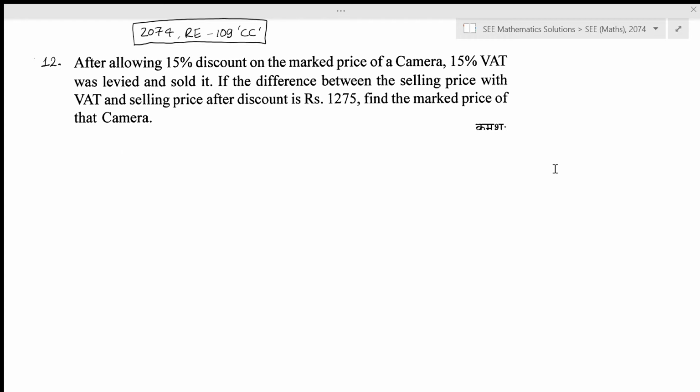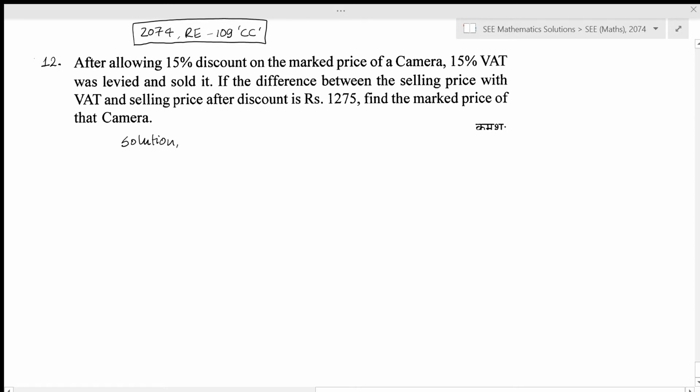Now we'll be doing problem 12 from the RE109CC 2074 set, and this is one of the most common problems. Even if we have no idea how the selling price, market price, VAT and discount system works, we can still do this, because our parents or grandparents, who didn't have formal education in mathematics, could still find out how much they had to pay after the discount or after the tax or VAT is added on the price, right? And this is very useful. Okay, so let's do it.